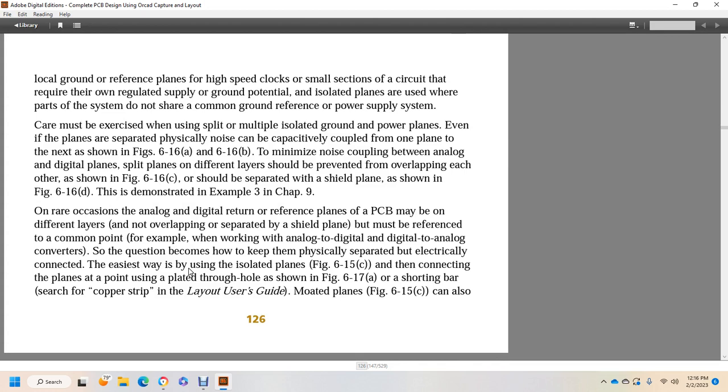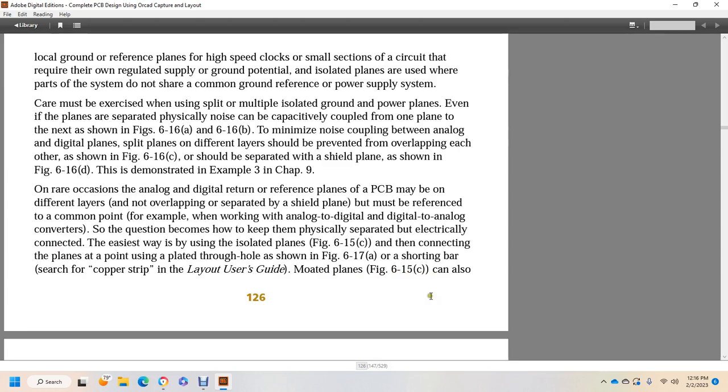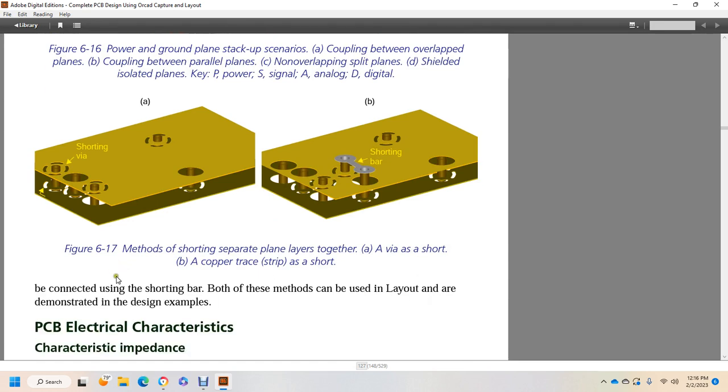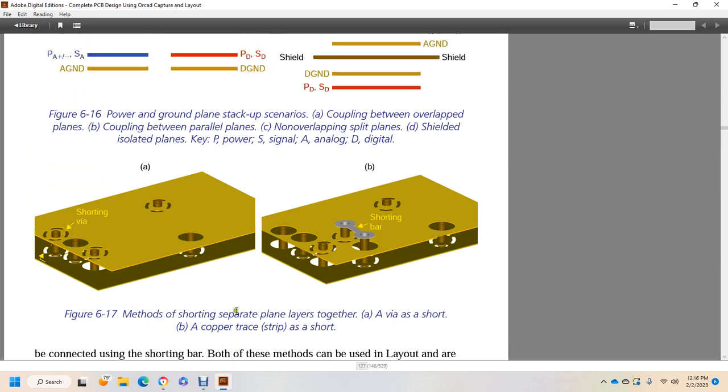In rare cases, the analog and digital return reference planes on a PCB may be on different layers, not overlapping, or separated by a shield plane, and must be referenced to a common point, for example, when working with analog to digital converters. So the question is how to keep them physically separated yet electrically connected. The easiest way is to use the isolated plane, figure 6.15C, then connect the planes at a point using a plated through hole, shown in figure 6.17A, or a short bar or copper strip in the layout, as the user guide shows. Moated planes, figure 6.15C, can also be connected using a short bar, but both of these methods can be used in the layout or demonstrated design examples.